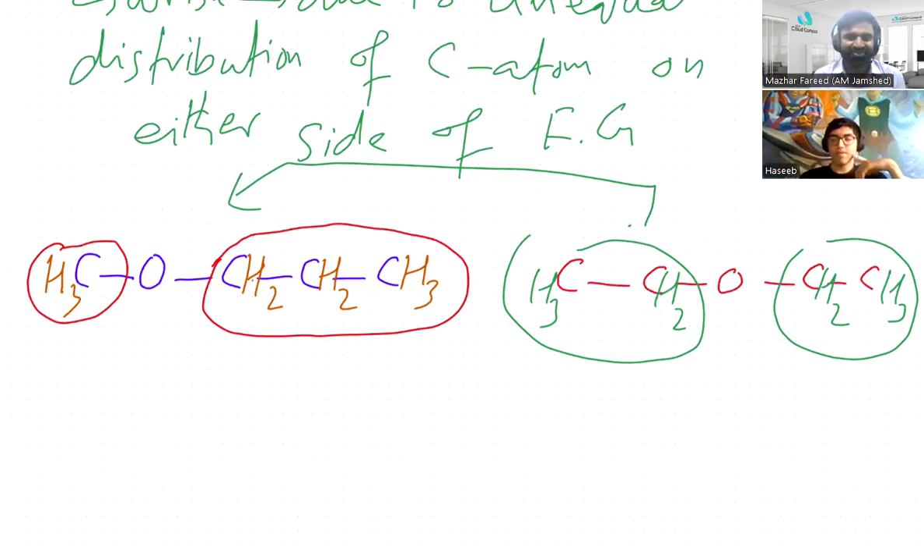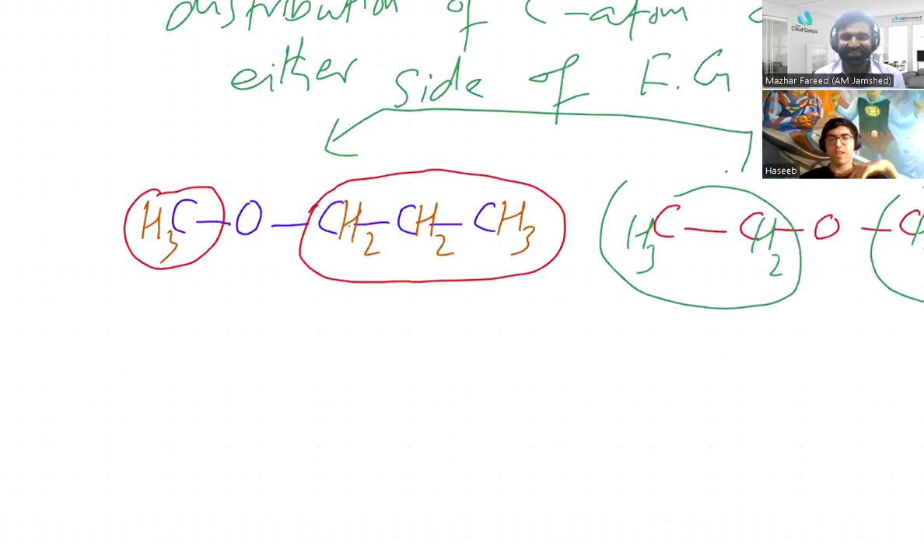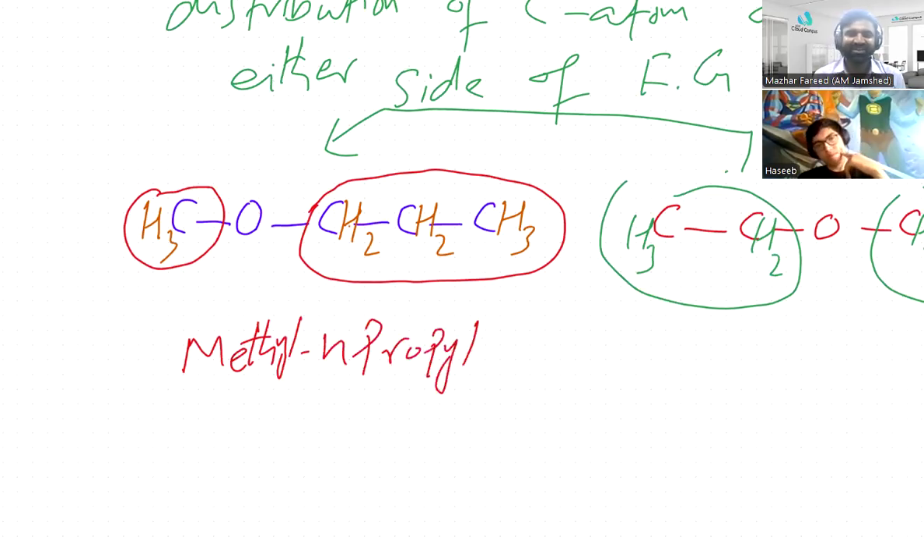You have to see the structure firstly. One carbon is methyl. Then this is N-propyl, because it is present in the series. Three carbon is so called N-propyl. So it is methyl N-propyl. When there is oxygen between two alkyl groups, that molecule is called ether. Now you have to try to name this compound.